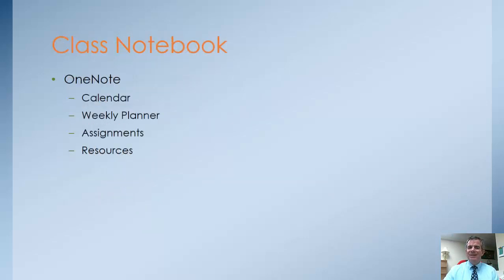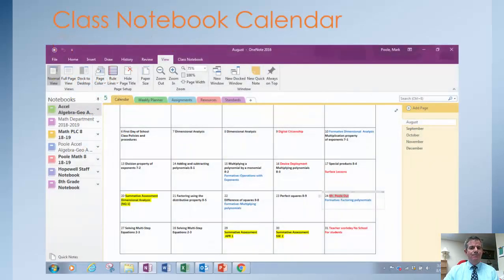The way students will access the curriculum is through the class notebook in OneNote. There's a calendar section, a weekly planner, the assignments, and the resources. The calendar section is what I call the 10,000-foot view. This allows you to see all the things that are going on for any given month. You'll notice that some things are highlighted in blue. That's a formative assessment. If you see something highlighted in yellow, that's a summative assessment. Things in red are of note.